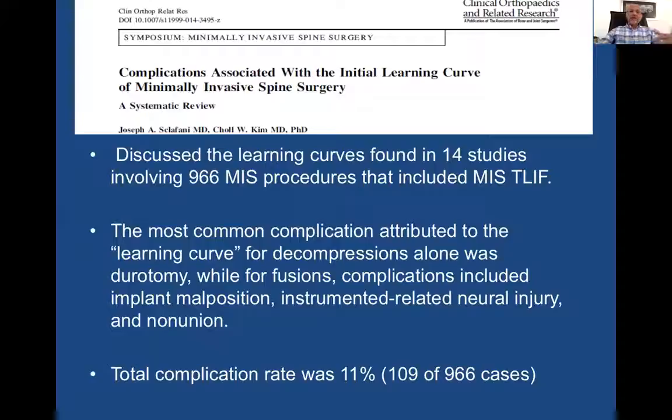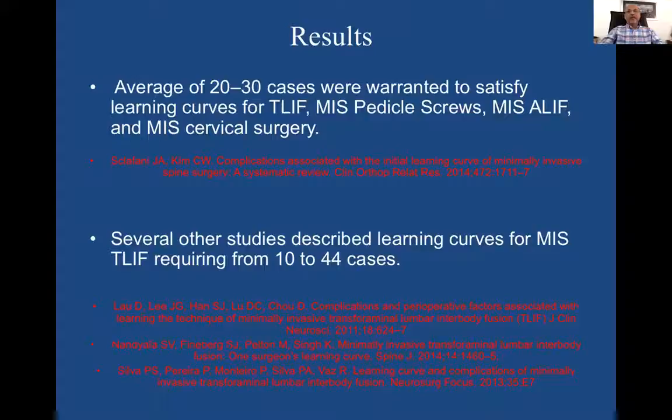Many a time when you're doing MIS TLIF, you're trying to compress, and your compression may not be as good in the initial phase, but now with modern gadgets, you're able to do that. So once you know which instruments to use and where to go, obviously your results get better and better. For MIS surgery, 20 to 30 cases were required for the learning curve of TLIF, MIS pedicle screw, and MIS cervical surgery. Several other studies have described the learning curve for MIS as between 10 to 44 cases under supervision.